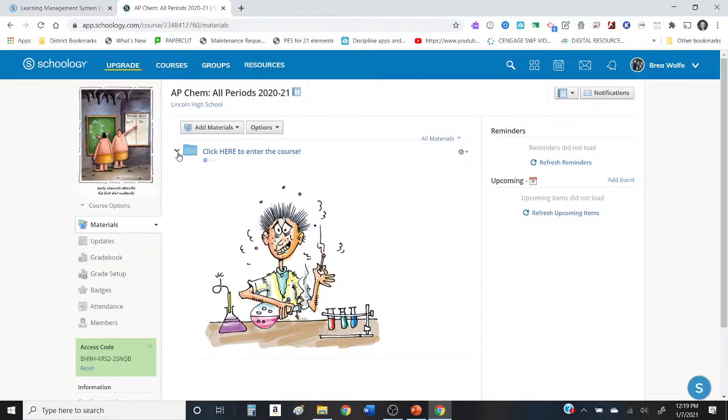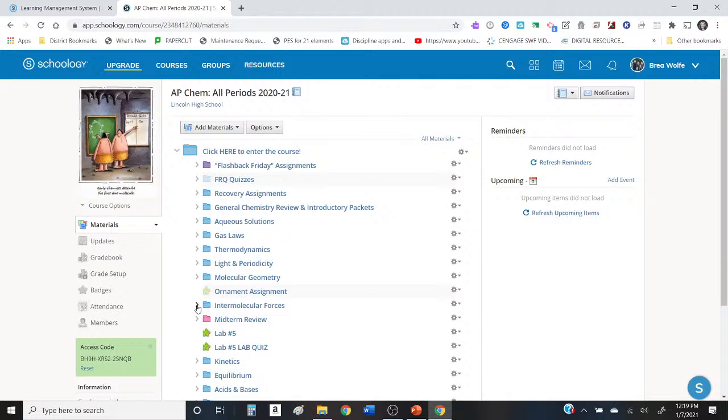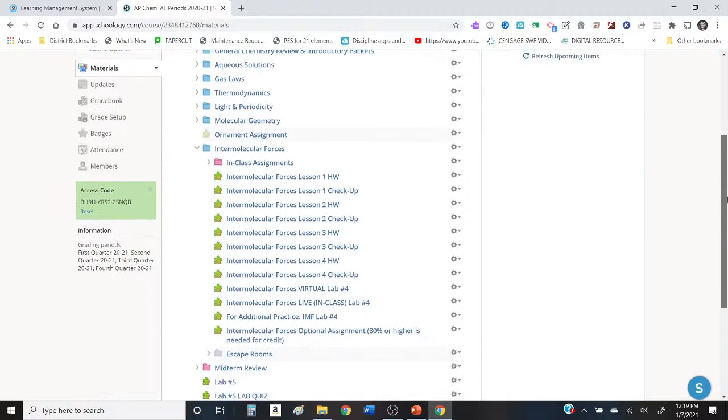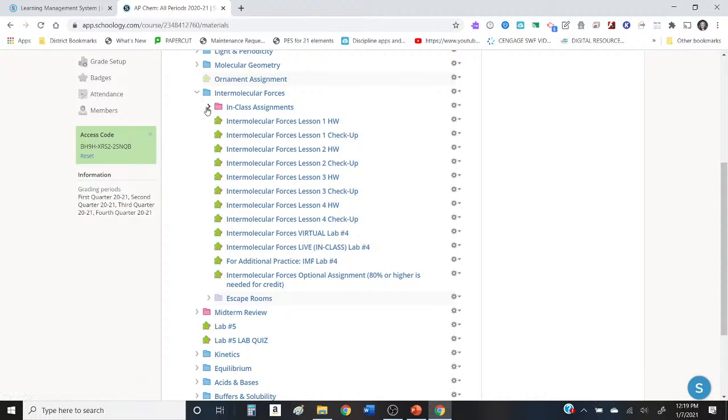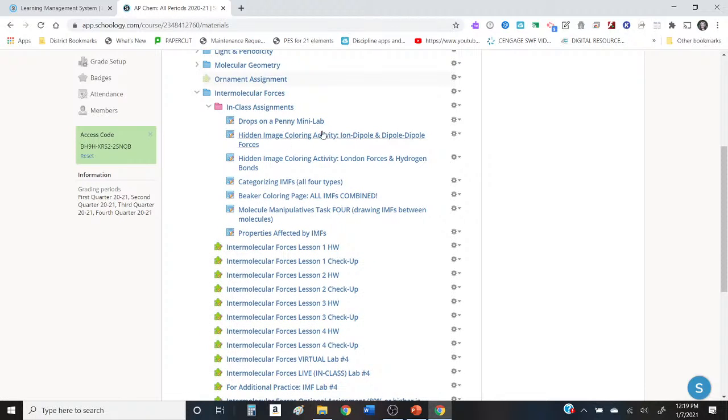All right, so I am going to intermolecular forces. I'm going to the in-class assignments, and it should be the first coloring activity that you see. Ion-dipole forces.